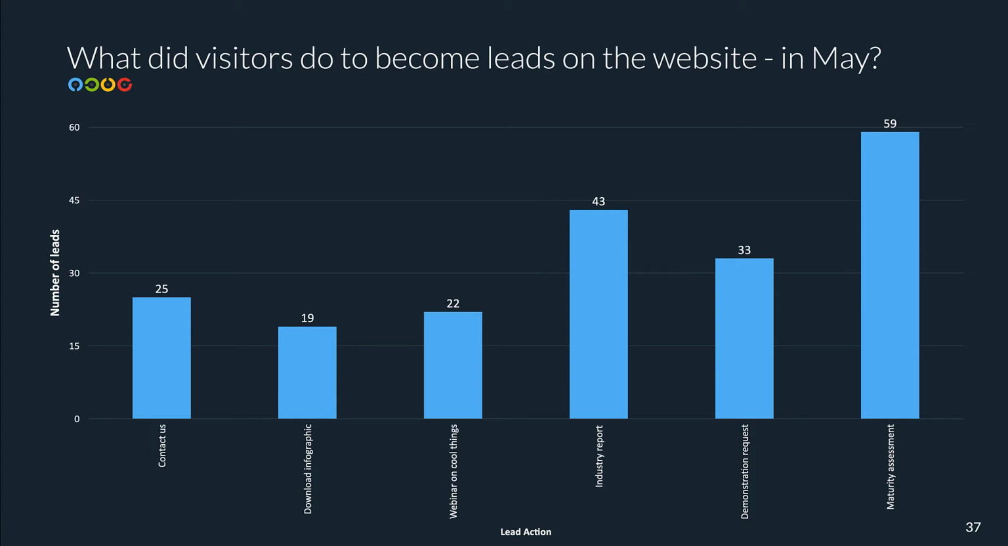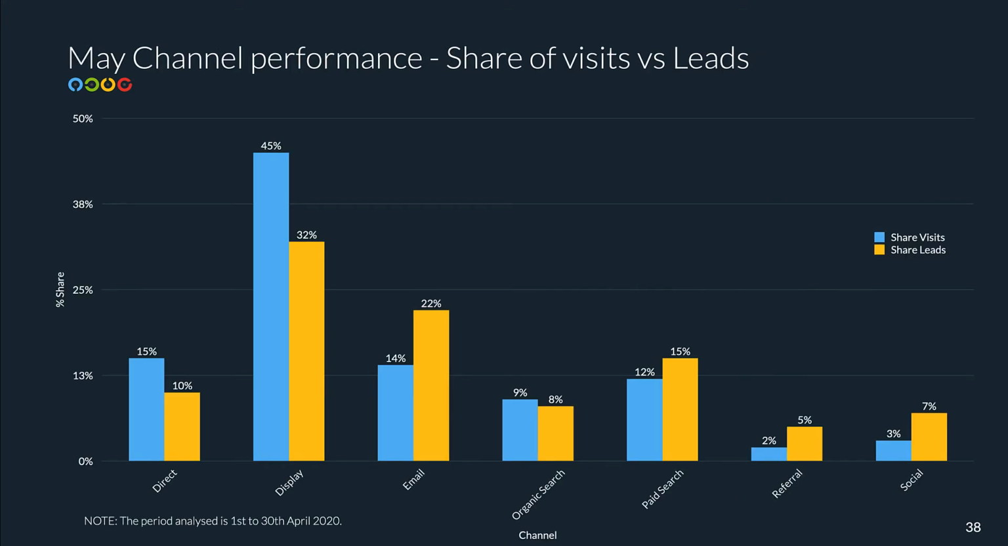Just be aware, if you're also promoting the maturity assessment and the industry report, they will generally speaking generate the majority of your leads. So keep an eye on how much these campaigns are costing you. As long as their cost per lead meets your target, then all things are good. Step 3, monitor the share of visits versus the share of leads.